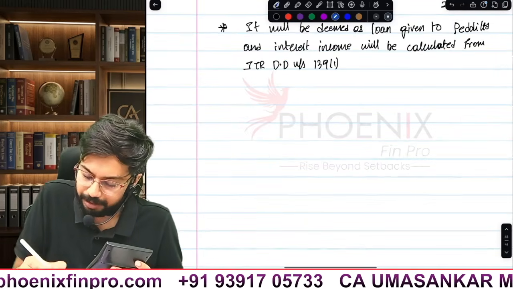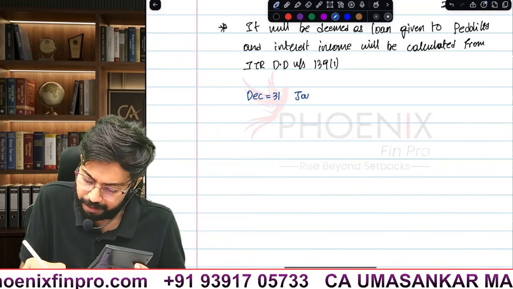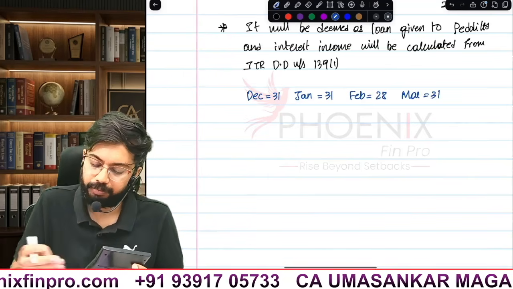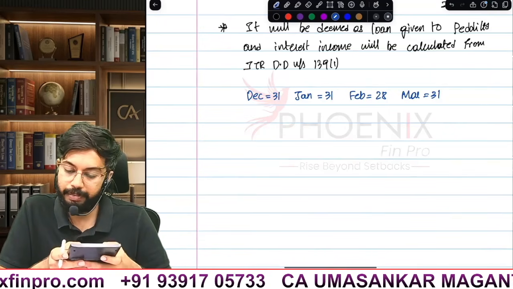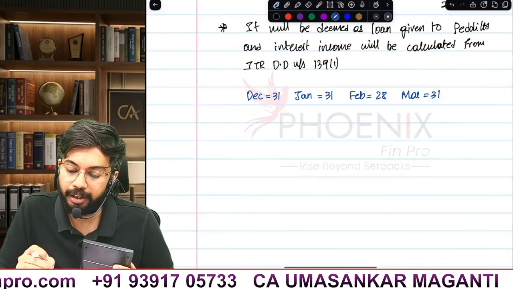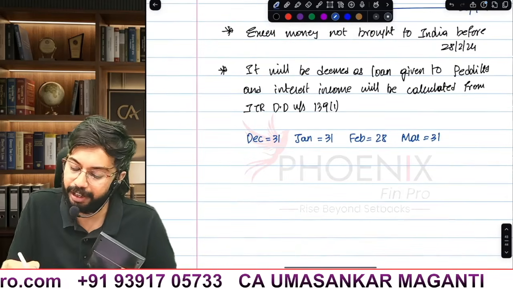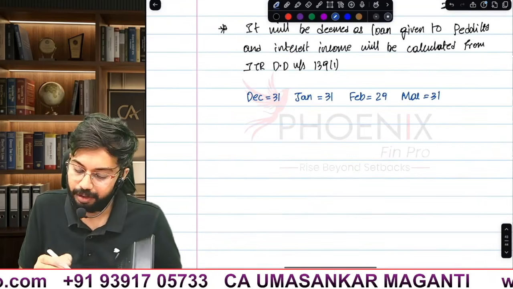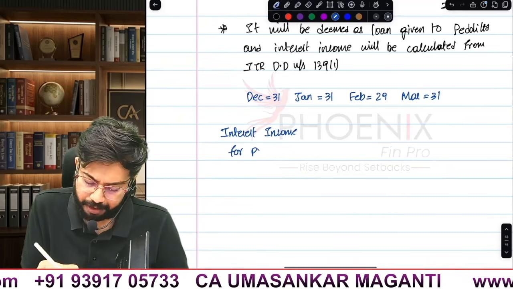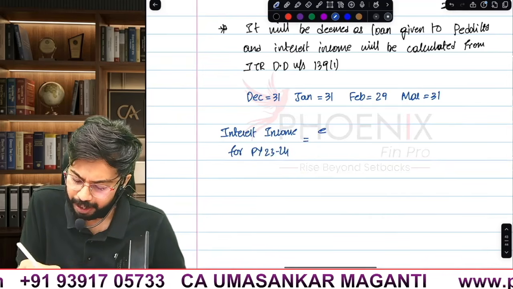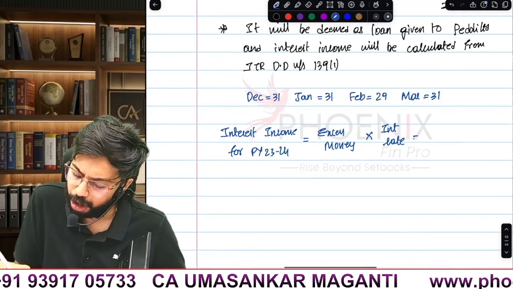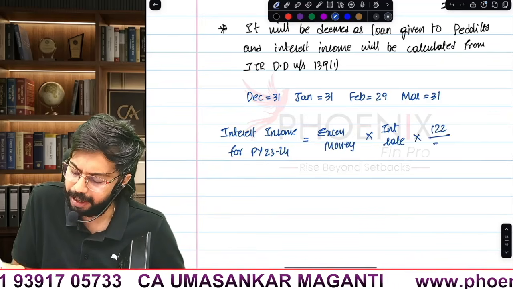So December how many days? December 31 days. January 31 days. February 28 days. March 31 days. Total 31 plus 31 plus 28 plus 31. Total 121 days, correct? I think 2024 is a leap year. So February will have 29 days. So interest income for previous year 23-24 is equal to excess money into interest rate into how many days? 122 days divided by 366 days.